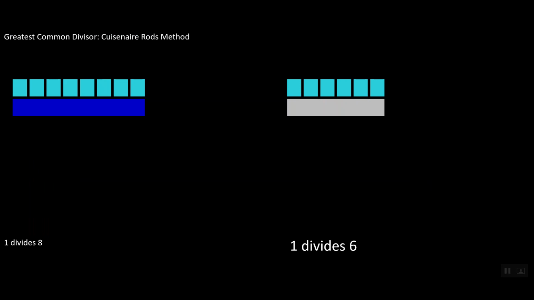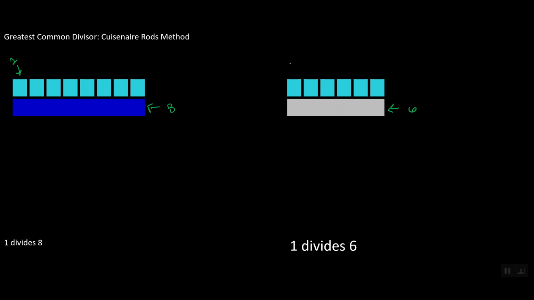So if we're looking at the common divisor for 8 and 6, we would pick the 8 rod, this dark blue rod, and the 6 rod, this gray rod. And we would look for all the possible divisors by comparing it to the other colored rods. So what we have in this picture is an 8 rod with a bunch of unit rods stacked up to it. And if we can stack unit rods so that they fit perfectly the same length as the 8 rod, then we would say that that unit rod divides the 8 rod.